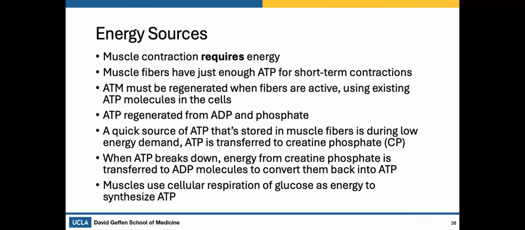The energy source for muscle contraction is adenosine triphosphate, or ATP. ATP is stored in the muscle fibers, but the amount of ATP available is only enough for short contractions. To maintain contraction, ATP must be constantly resynthesized from other sources. One source of ATP is through what's known as creatine phosphate, or CP. This is a quick source of ATP that's stored in muscle fibers. During low energy demand, excess ATP is transferred to creatine phosphate.